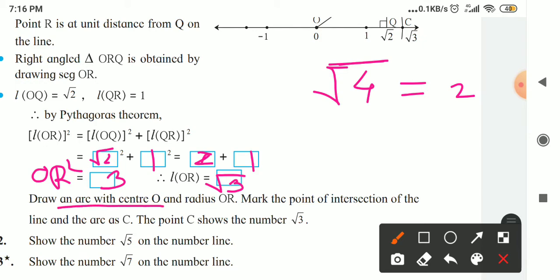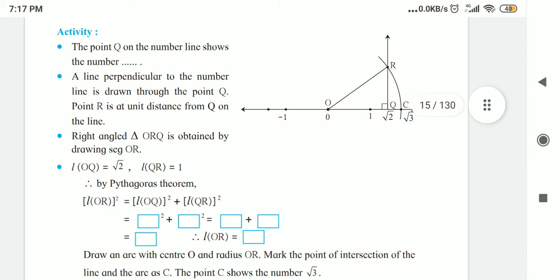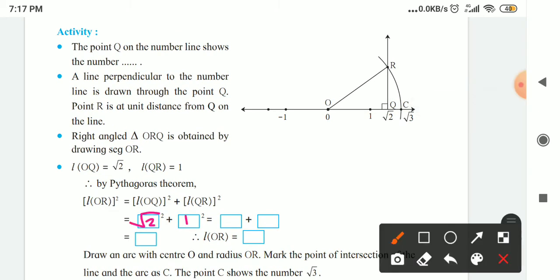Draw an arc with center O. So what they told us here, I will write here again: root 2 square, 1 square, 2, 1, 3, and here it is root 3. Draw an arc with center O, means we have to take the center O, take the radius OR and draw the arc here. Yesterday I showed you how to draw the arc. By using those steps, take OR as a radius in a compass and draw this arc, then you will get root 3 here.